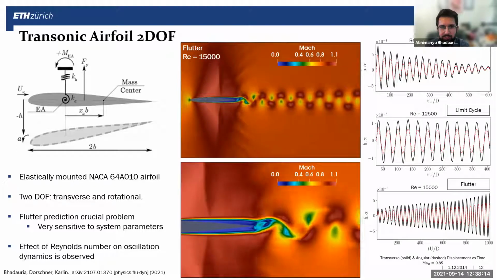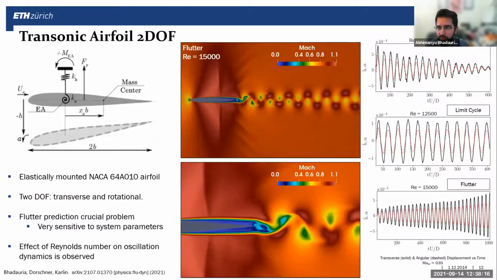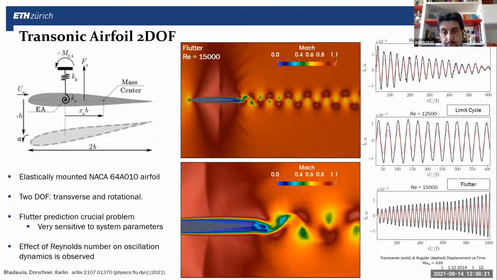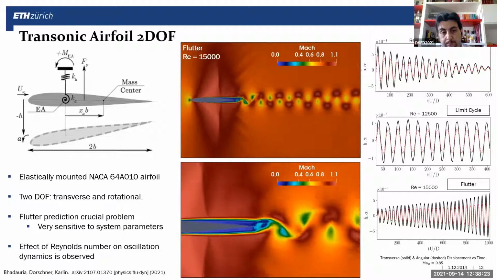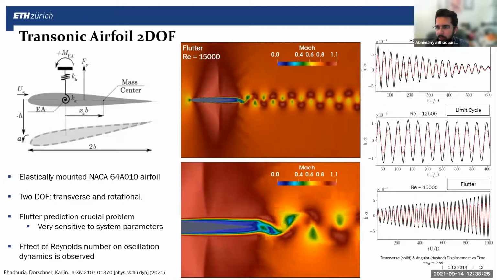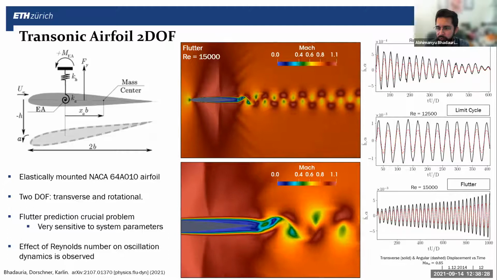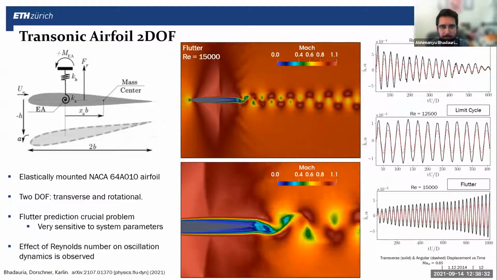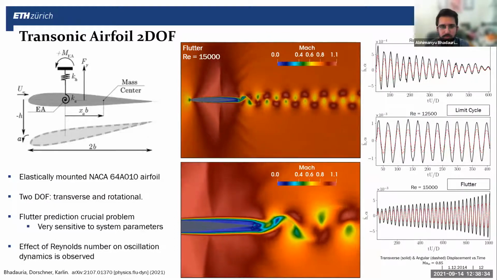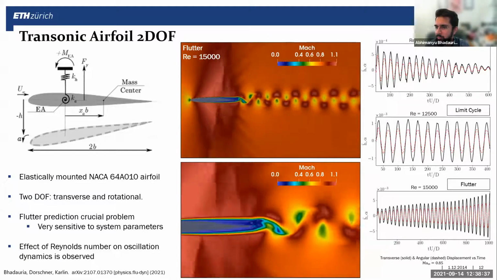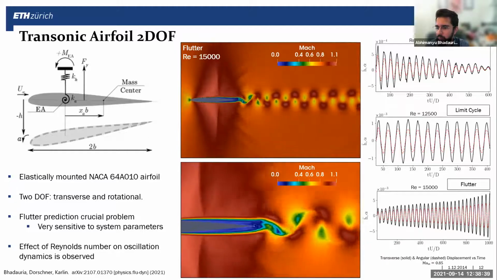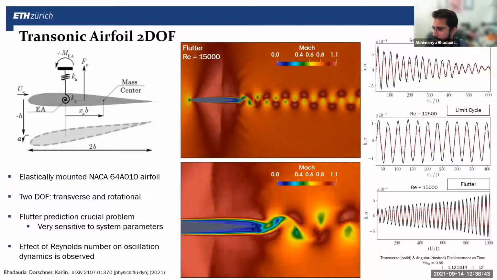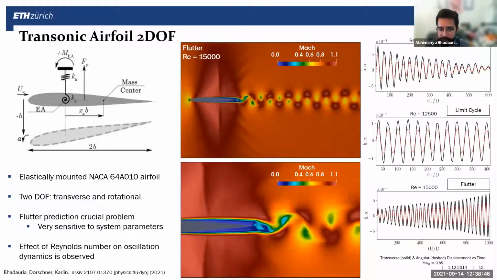So here we study the effect of Reynolds number on flutter. We have a free stream Mach number of 0.85, which, as you can see, accelerates with the flow and goes supercritical, and you have a shock sitting on the airfoil, which causes the airfoil to start oscillating. And we're able to model this dependence of oscillation behavior on Reynolds number quite nicely. And we're able to demonstrate all 3 regimes.